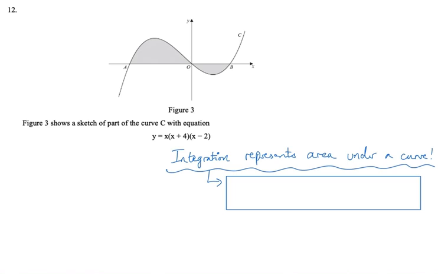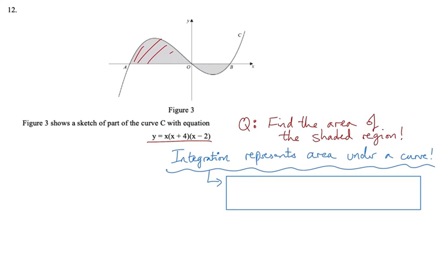This question says, figure 3 shows part of the curve C with the equation y equals all of this stuff. And the question at hand is, find the area of the shaded region. So all this stuff that's in grey. Now, this leads us to a really important point, which is what I've written in blue here. Integration represents the area under a curve. So we can use integration to find this area.